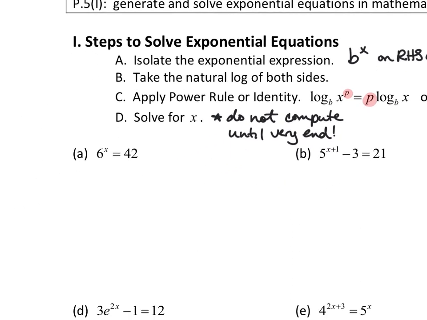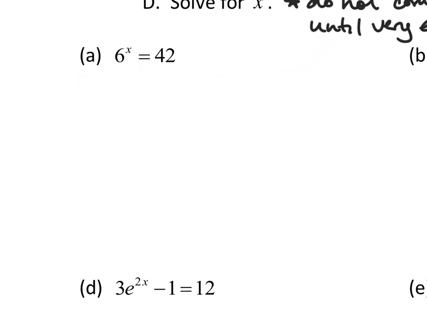Okay, so if we look at this first one, step one said to isolate. Well, guess what? The exponential expression is already isolated. Great. So the next step is to take the natural log of both sides. So natural log of 6 to the x, and the natural log of 42. Well, that power property tells me that the x can now be a scalar multiplied in front of the natural log of 6, equal to the natural log of 42.